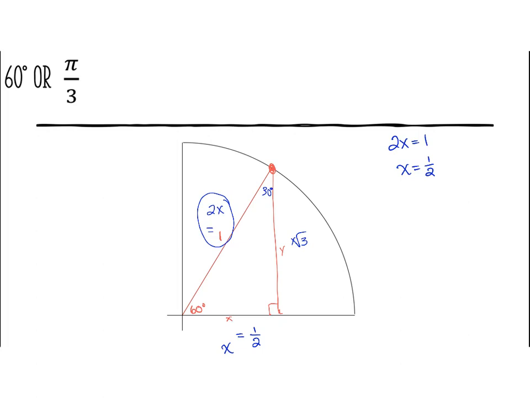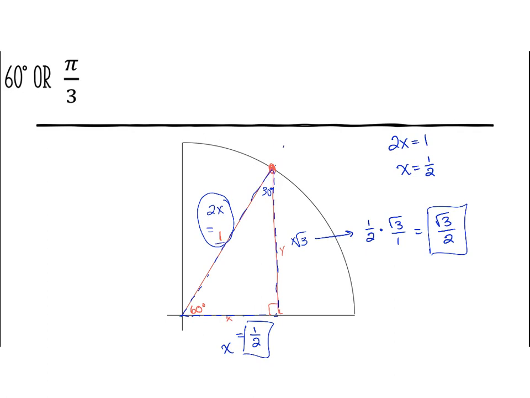So the long side is 1, the hypotenuse is 1. The short side is 1/2. And my long leg, I'm going to plug in a 1/2 for the x, multiply it by the square root of 3 over 1, so I end up with the square root of 3 over 2. My y side, this side, has a length of square root of 3 over 2. My x side has a length of 1/2, and my hypotenuse has a length of 1.